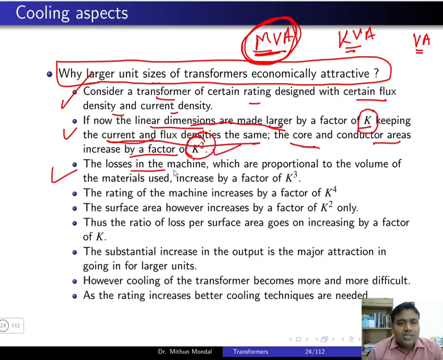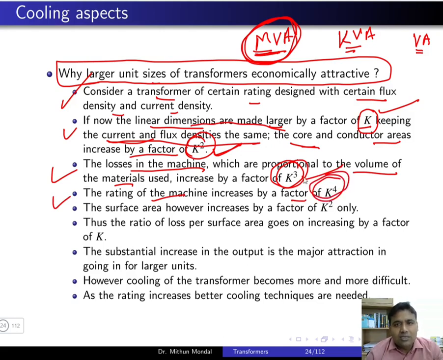So the losses in the machine, which are proportional to the volume of the material used, increase by a factor of K cube. Dimension increases by K, conductor area increases by K square, and the losses increase by K cube. The rating of the machine, which is MVA, kVA or volt ampere, will increase by a factor of K4.